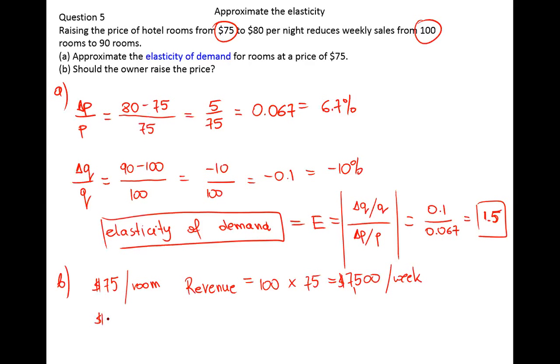Now, if he did 80, he changed the price. Okay, who can tell me that number? Then actually it was 90 rooms, and the price was 80. That means 9 times 8, we all know, 72 and 2 zeros. That means we can see $7,200 per week. That's his revenue. Okay? That means he increased the price, but he lost revenue. That means the price should not be raised, right? He should keep the lower price.